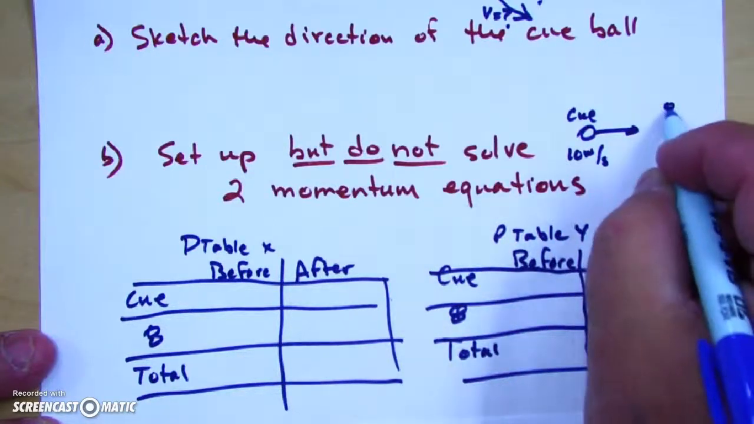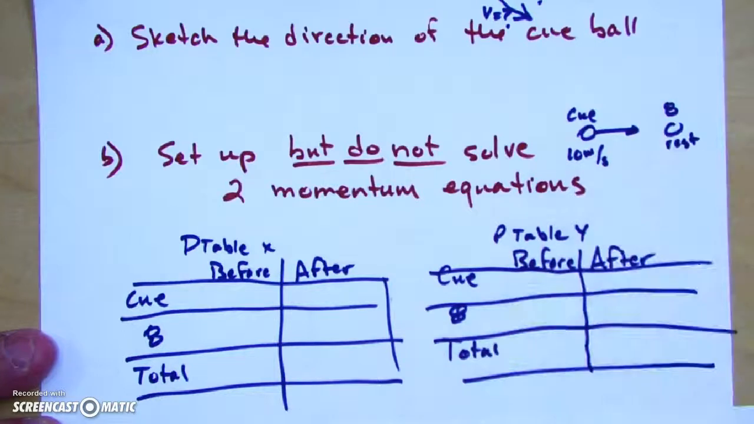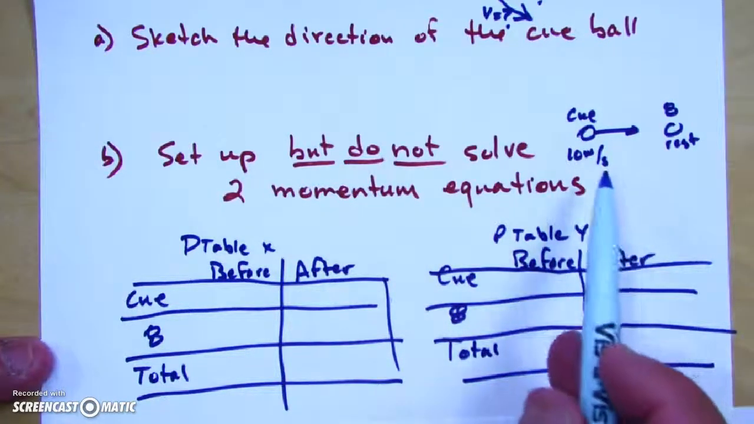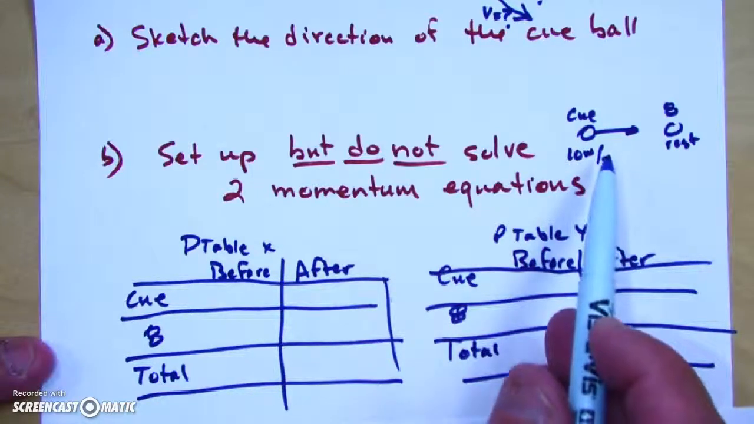This is the 8. It's at rest. So that's my before case. So let's do all the before cases. Well, here's the whole thing. In the before case, all of the momentum is in the same thing.